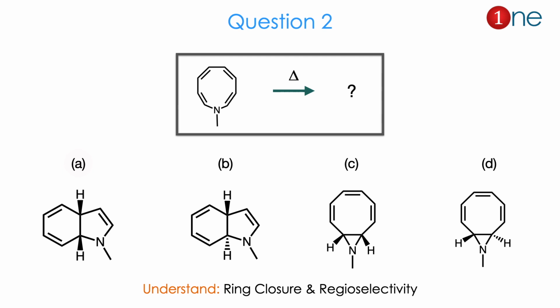It can be 5-member and 6-member or 8-member with nitrogen on the outside, and the position of hydrogen is also important, whether the hydrogens are syn or anti. In all the cases the stereochemistry of hydrogen is important there. From the reactant you have to understand that ring closure definitely occurs and regioselectivity is the real question. The answer is A. Let us see how.